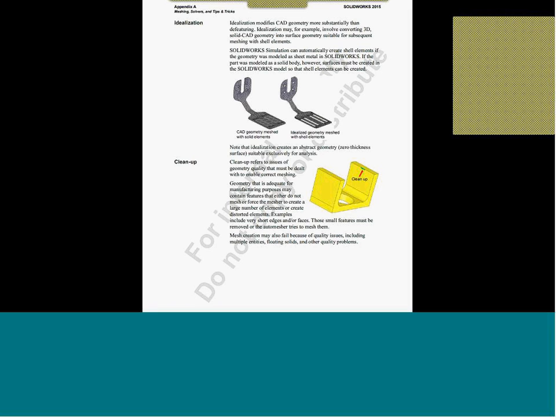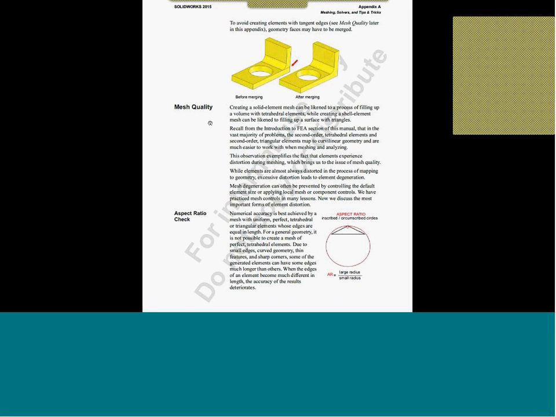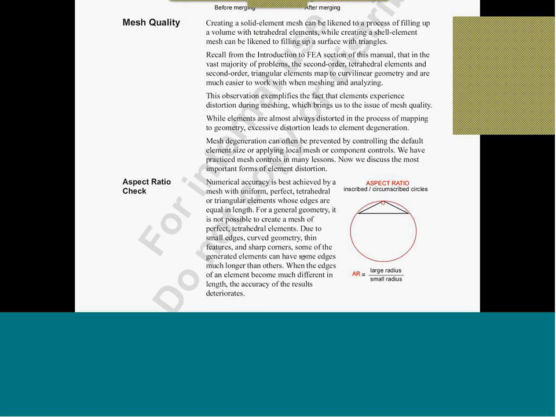Yes, this is important. Let me check. Emerging aspects. Okay. These are things which I did not highlight too much. So first of all, aspect ratio is one of the parameters that we use to check the quality of the elements.